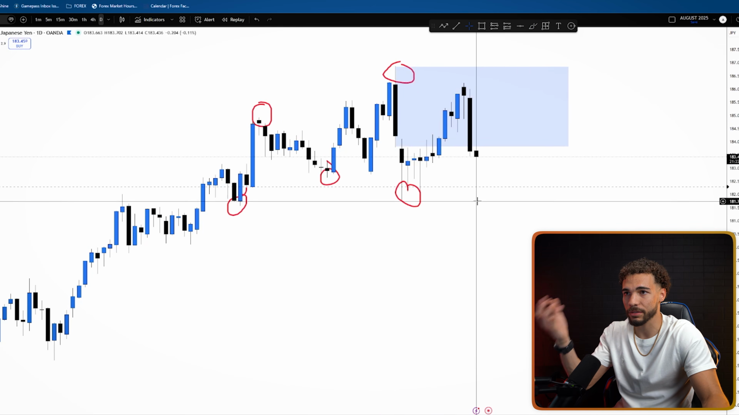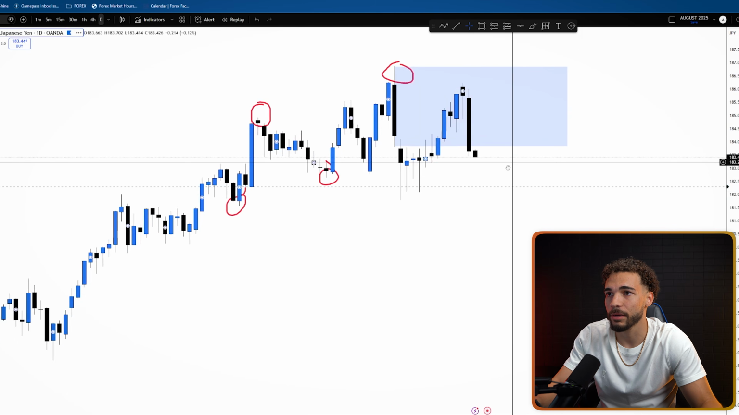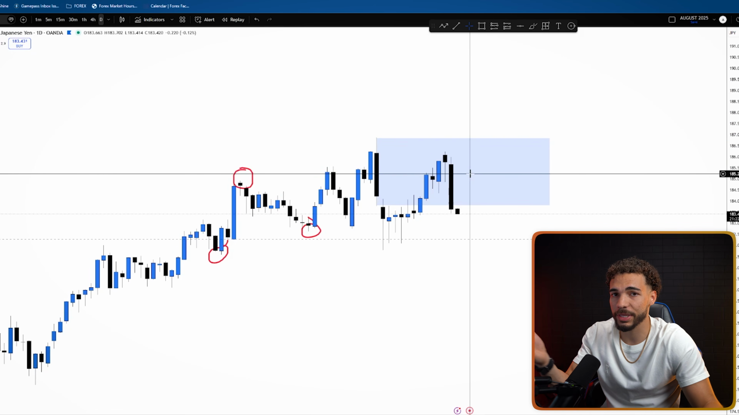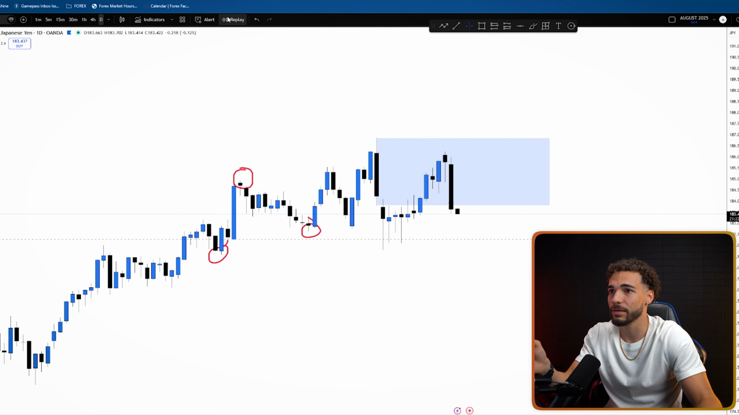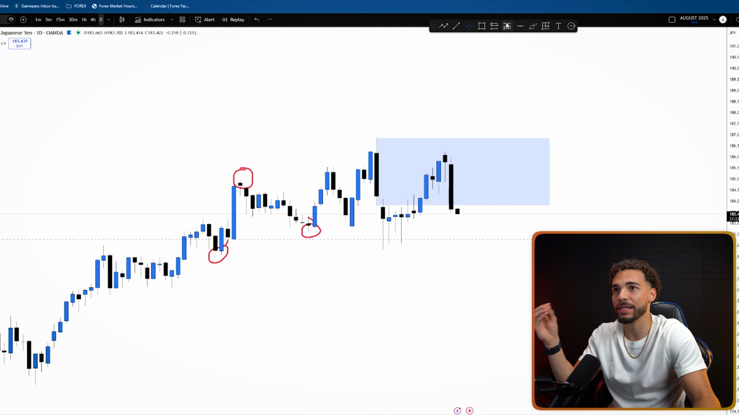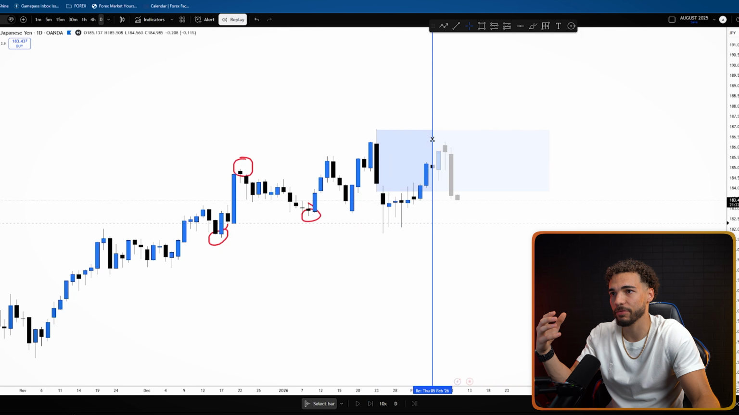So if I mark this out, you guys can see obviously price has moved out of the zone. And this is actually a trade that I took myself and it absolutely crushed it on my account. But I didn't just get in because I had my daily candlestick marked out. Now I had to start marking up all of my lower time frame orders.